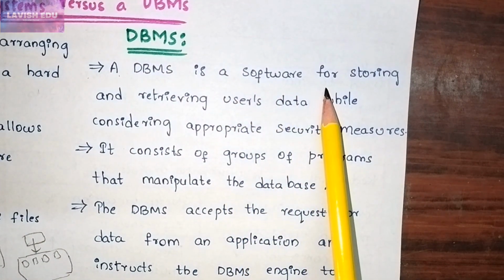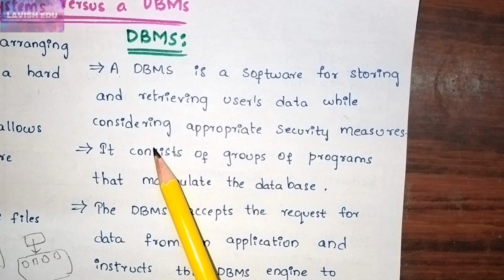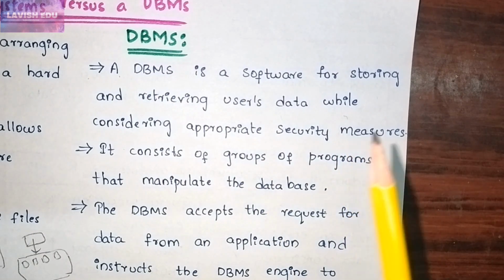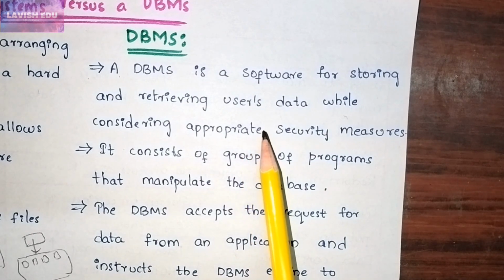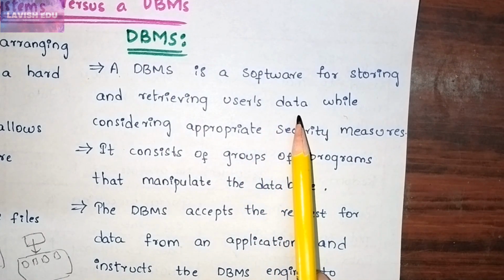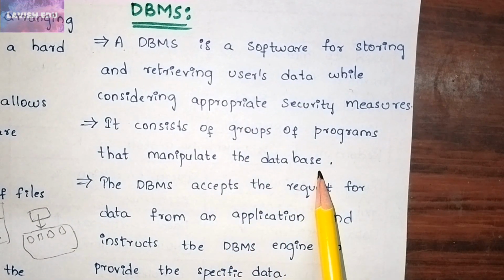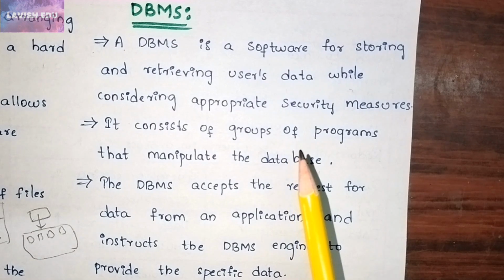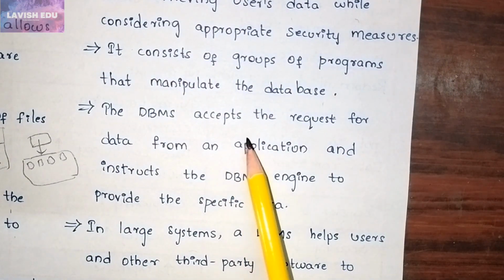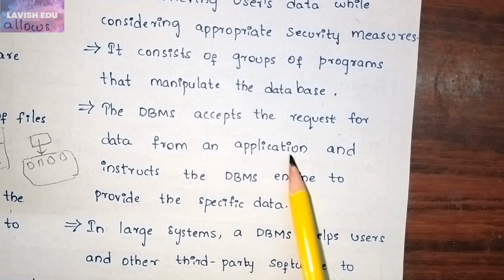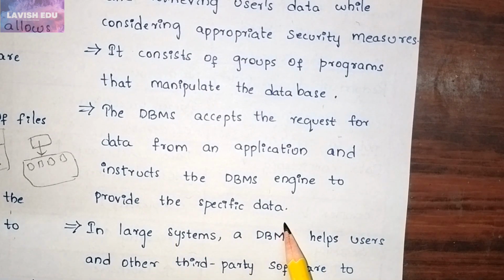A database management system is software for storing and retrieving users' data while considering appropriate security measures. So, by taking security measures or giving authorization to the user, it helps the user to retrieve and store data easily, and it consists of programs that manipulate the database. That is, it has programs which modify the data, and the database management system accepts the request for data from an application and instructs the database engine to provide the specific data.